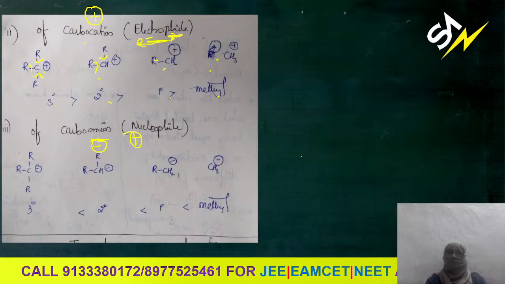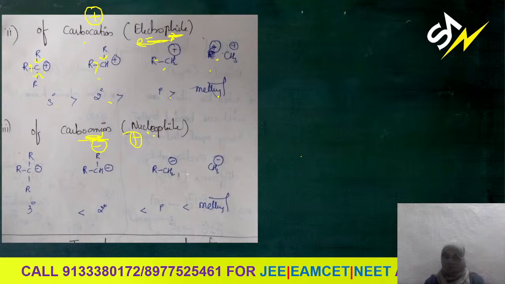Now moving on to the stability order of carbanion. Anion means negative charge. It's also called a nucleophile because it attracts positive charge. Nucleus is positive charge. Moving on to the types. Again, we have four types as with carbocation and free radical: tertiary, secondary, primary, and methyl. So you see, this is tertiary carbanion, secondary, then primary, then methyl.